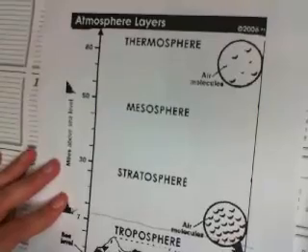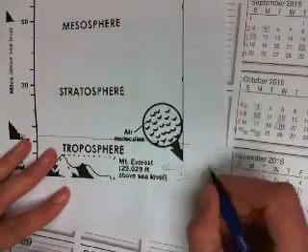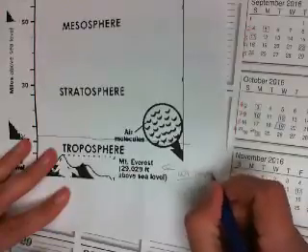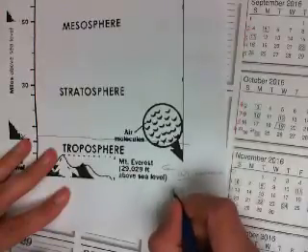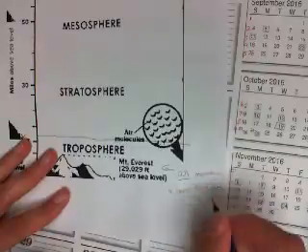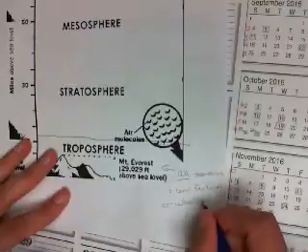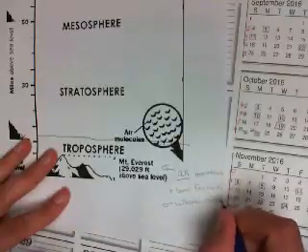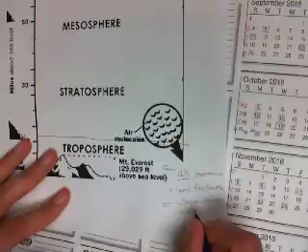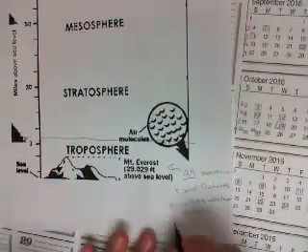Now, in the troposphere, you have all mountains and land features. And it's also where your weather occurs. So the troposphere is where the action is. It's also where you are right now.